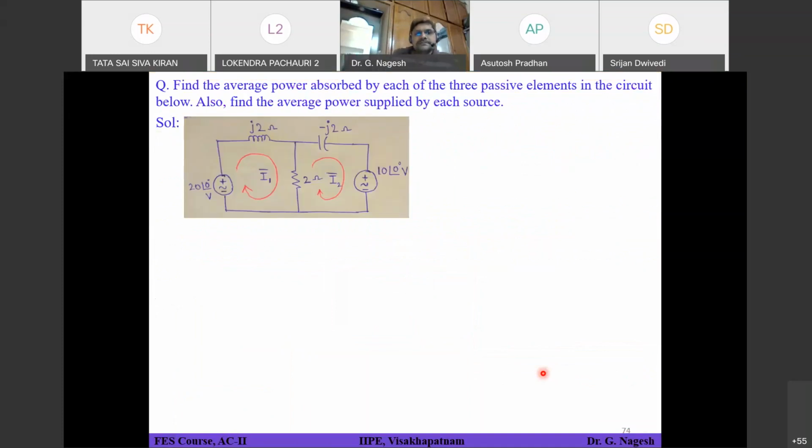Okay, so try to do this. Apply mesh analysis for the first mesh and the second one also, and try to get the two equations.